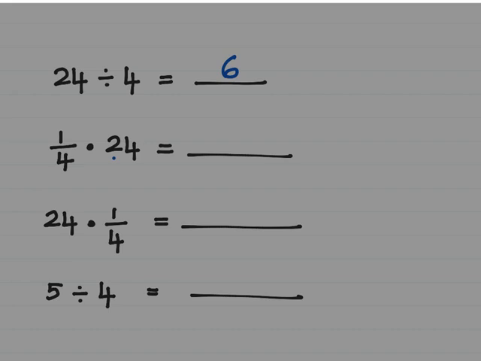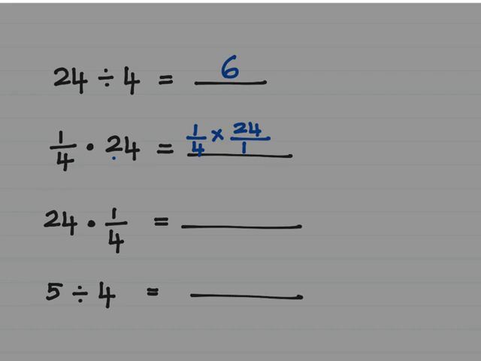The next question, 1 over 4 dot 24. If there's a dot in it, that means it's multiplication. So 1 over 4 times 24. This can be written as 1 over 4 times 24 over 1.